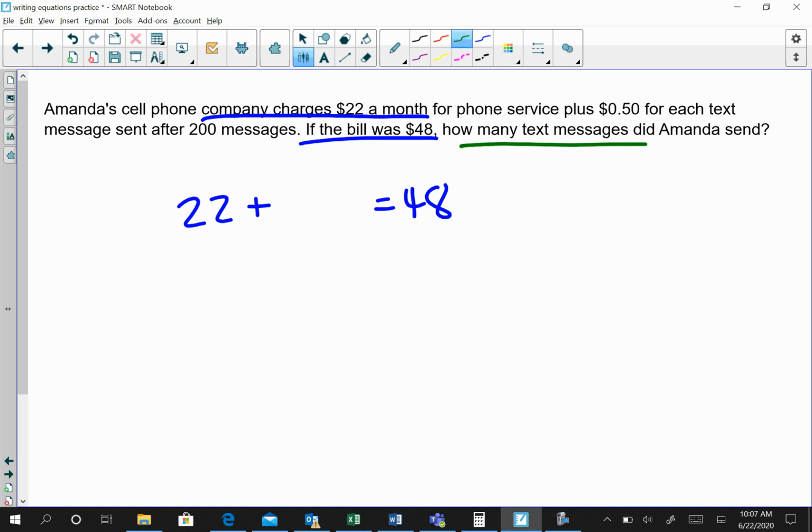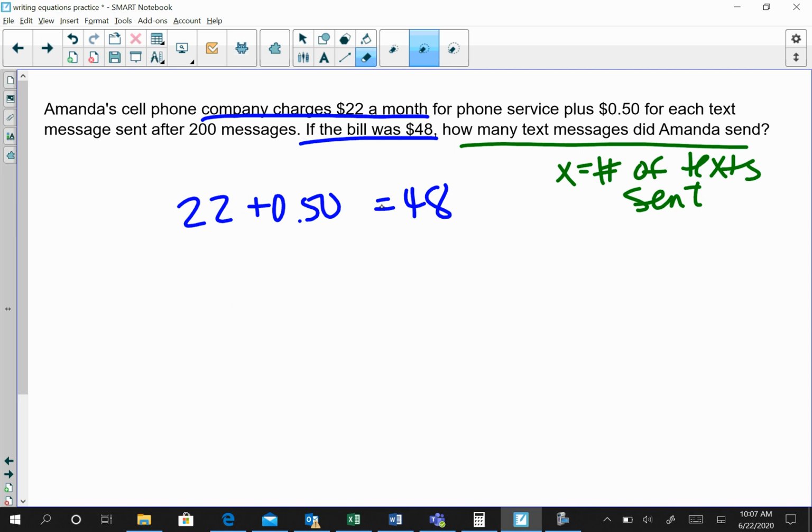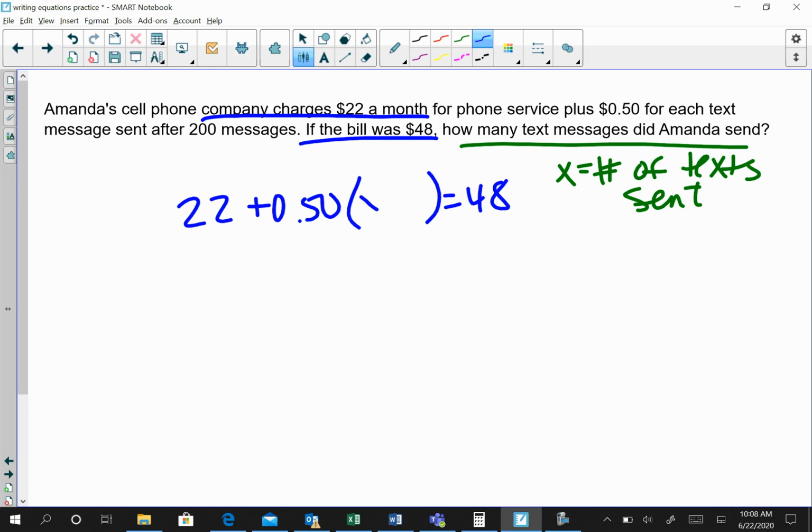So this is my x. x is the number of texts sent. She gets charged 50 cents, so 0.50, per text after 200 text messages. So it's not going to be 0.5x, because then you would be charging her for every single text. Instead, we want to take away 200 text messages, because she doesn't get charged for the first 200. So no matter how many she uses, she is not going to get charged for 200.